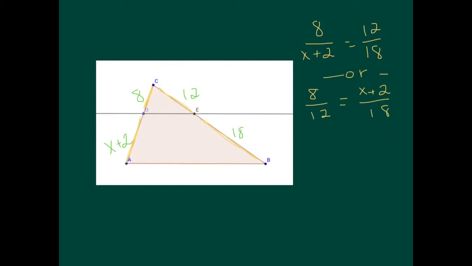So I'm going to reduce this fraction right here. 8 over 12 is the same thing as 2/3. And I know that I'm going to have to make this equal to 2/3 as well. So this must be 6 times 2. So I know that x plus 2 is going to be equal to 12, which means that x is 10.